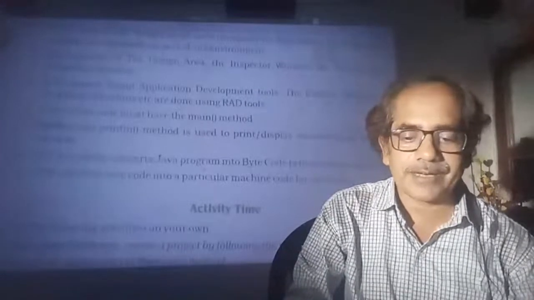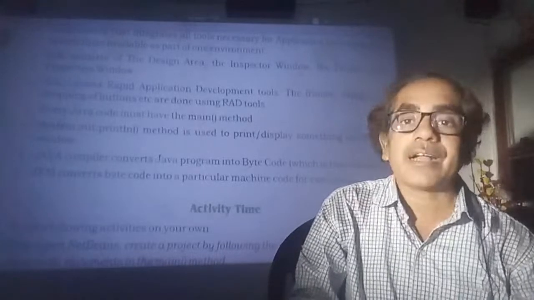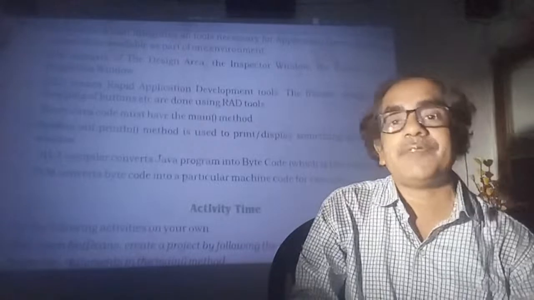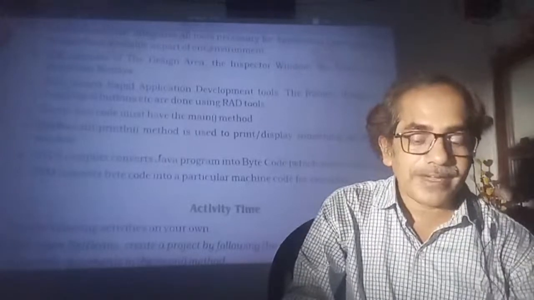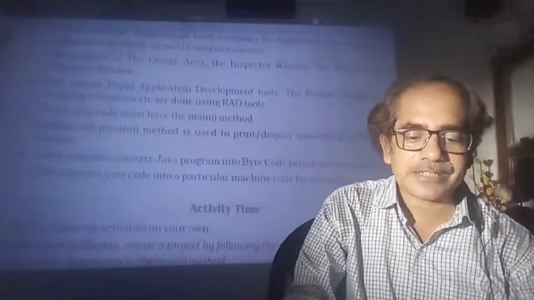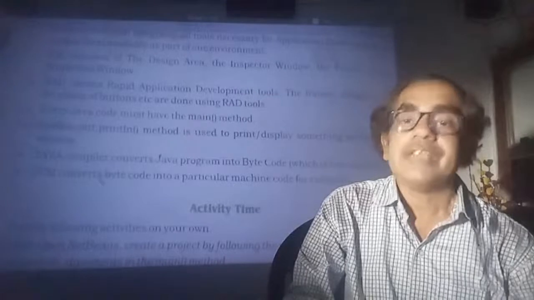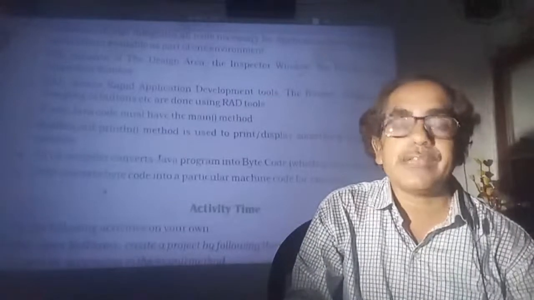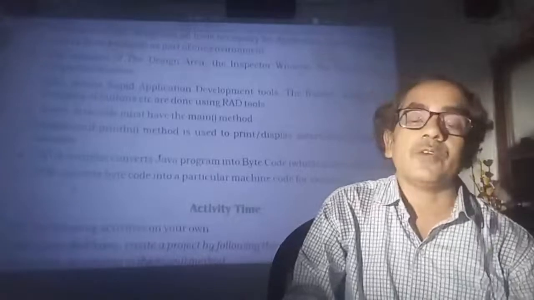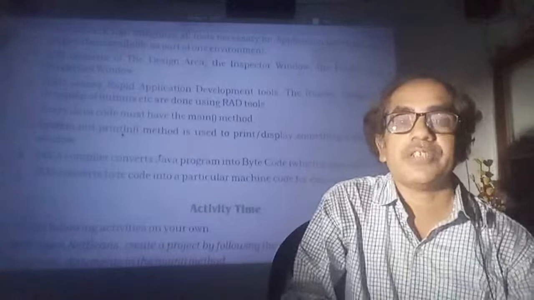The Java compiler converts the Java program into bytecode, in a class file, with the file extension .class. And finally, JVM converts bytecode into particular machine code for execution. JVM is the Java Virtual Machine. I told you JRE is the software that works for JVM. So this was the overall discussion of the first chapter.